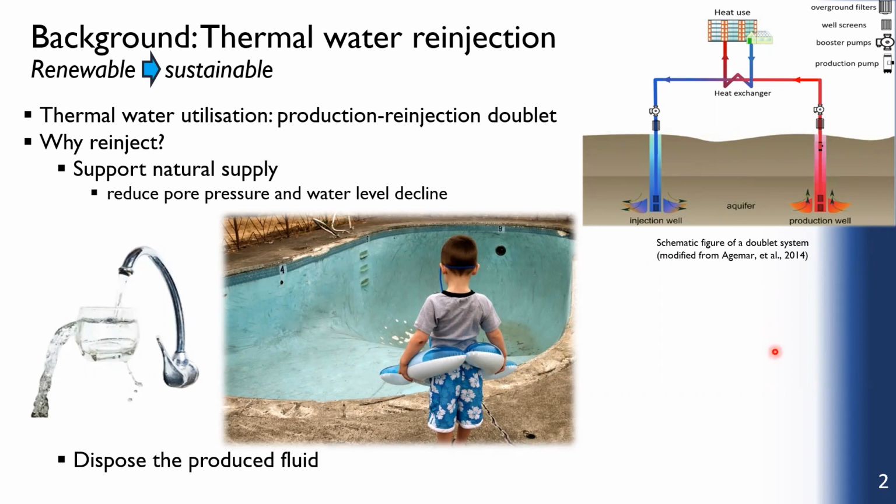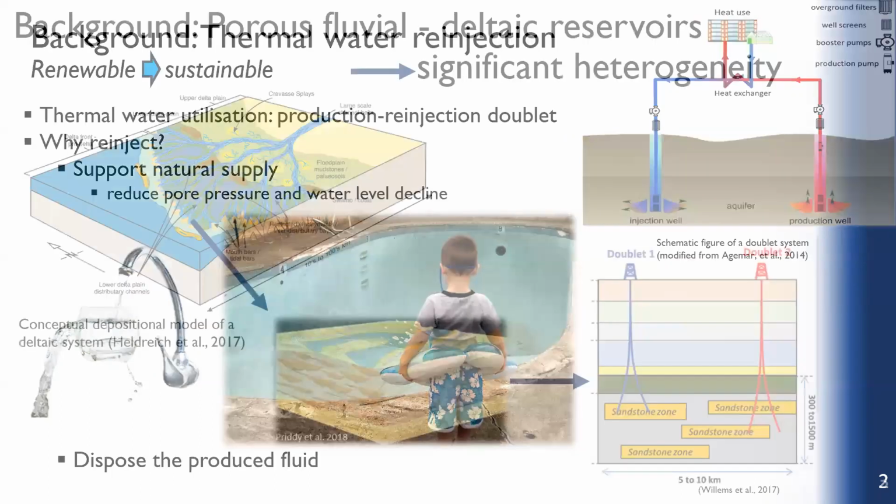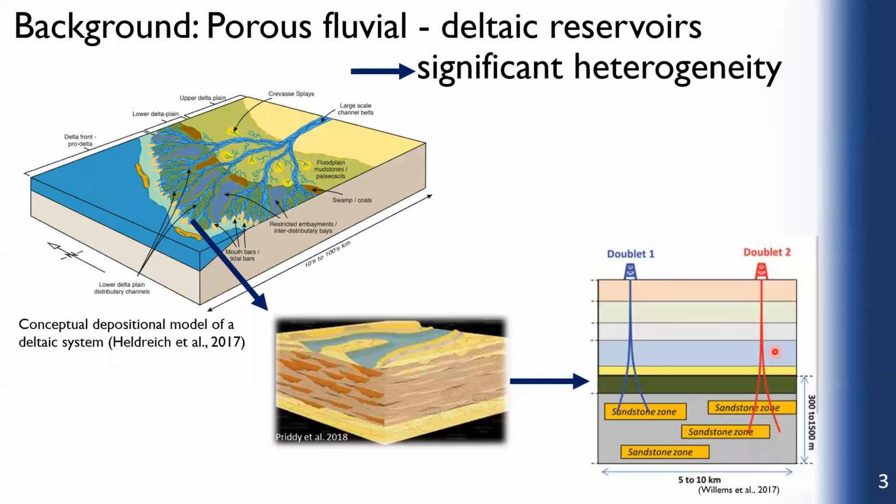Unfortunately, it's not always easy to reinject into porous aquifers, and there's plenty of potential issues associated with this. And we often experience that we are able to produce water, but we are not able to reinject with the same rate. One aspect which should be investigated is the heterogeneity of the fluvial deltaic porous reservoirs, which makes it hard to find the best location to reinject and to place the optimal doublet.